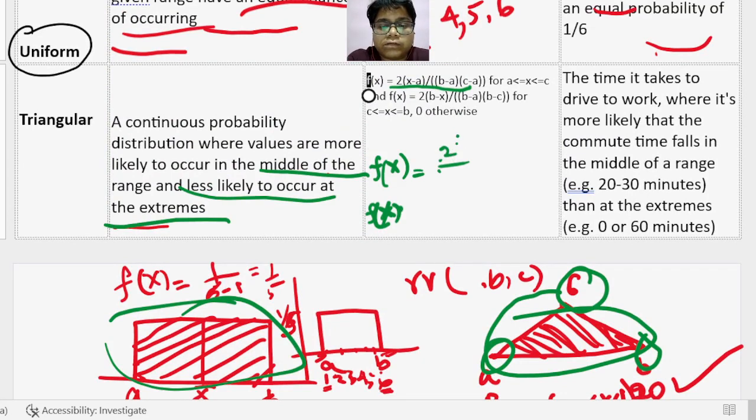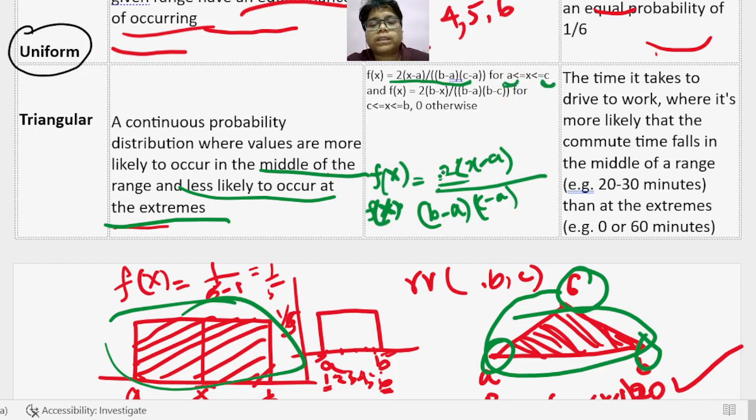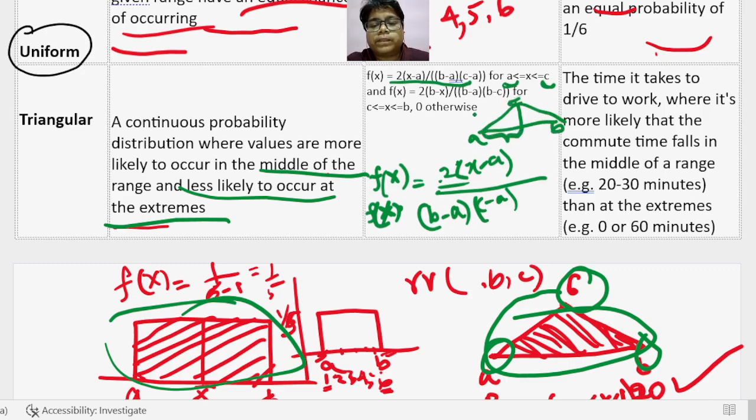So now coming to the formula, it is written as 2 times x minus a, divided by b minus a times c minus a, and this applies when the x value is lying between the minimum value and the mode value. If you are testing A, C, B, you are looking at the probability distribution when x lies within A and C.